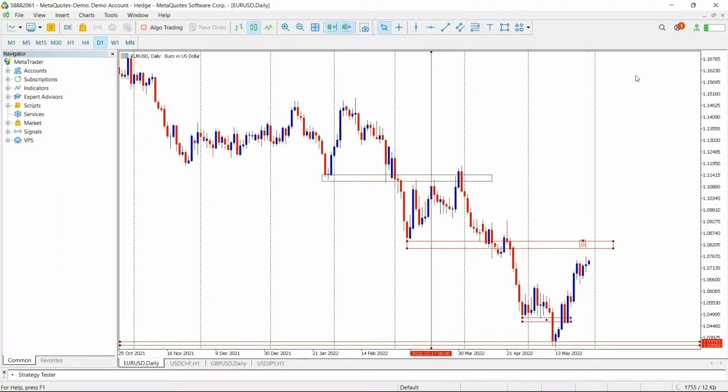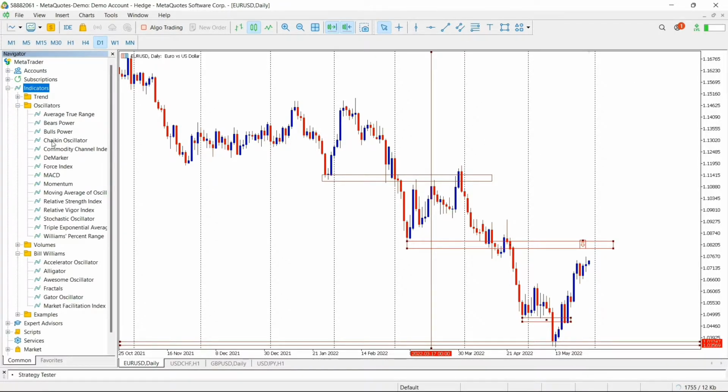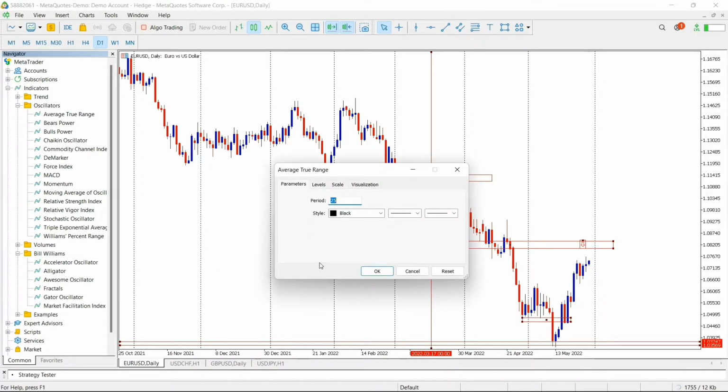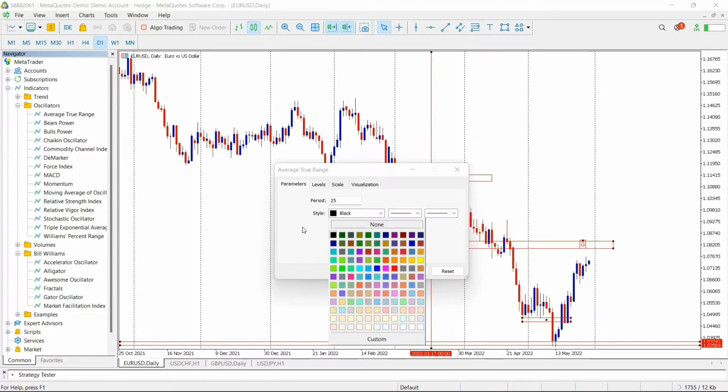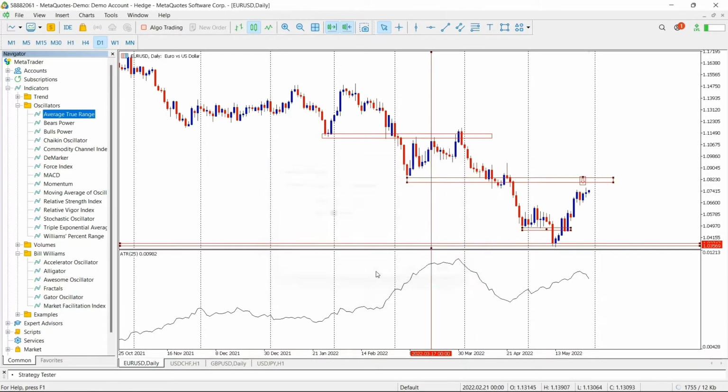So traders, I'm currently on my MT4 platform, and you can see if I come to this level, I can add my indicator. The indicator that we are going to use is the average true range. If you check under oscillators, you can see the first indicator, which is the average true range. So we are going to add this indicator to our chart. The period that I use for trading on the daily time frame is 25. So I'll set it to 25, leave the style as black, and click on OK.